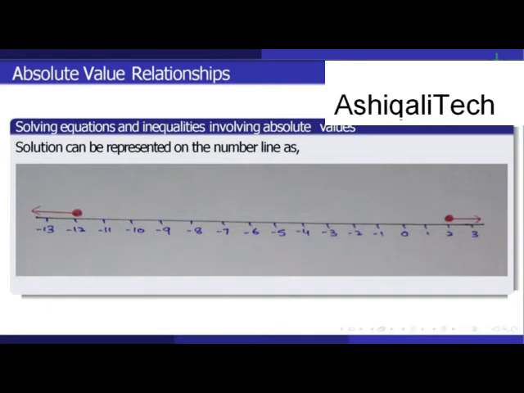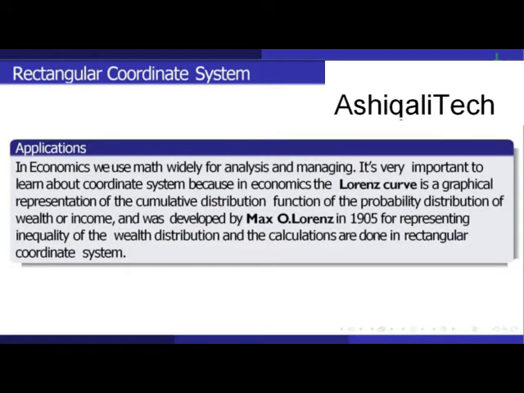Dear students, now we see some applications of coordinate system. In economics, we use math widely for analysis and managing. It's very important to learn about coordinate system because in economics, the Lorenz curve is a graphical representation of the cumulative distribution function of the probability distribution of wealth and income. It was developed by Max Lorenz in 1905 for representing inequality of the wealth distribution, and the calculations are done in rectangular coordinate system.